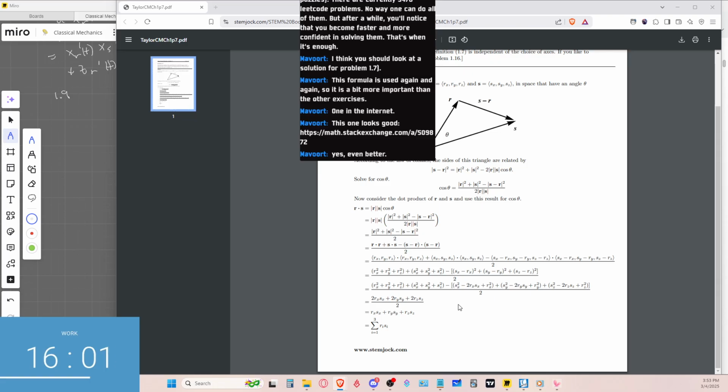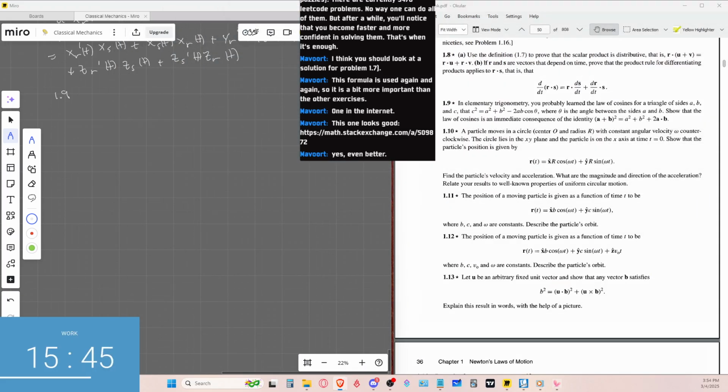That was actually a good idea, Mavort. Thank you for suggesting that. Yeah, it looks really pretty. I actually like the way this solution looks. Yeah, it looks very elegant. I'll just bring this back up on my second monitor. Okay, where were we? Oh, yeah.